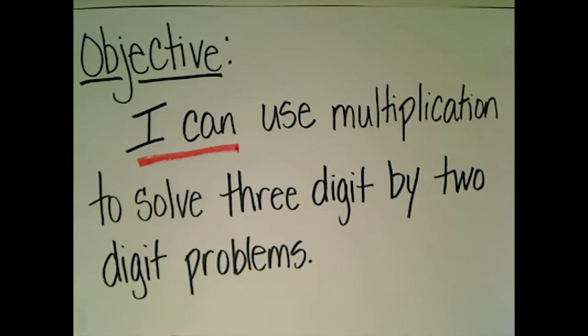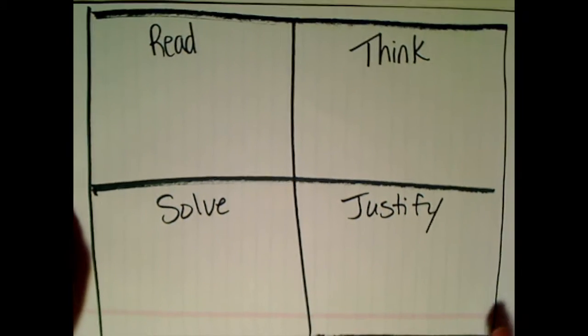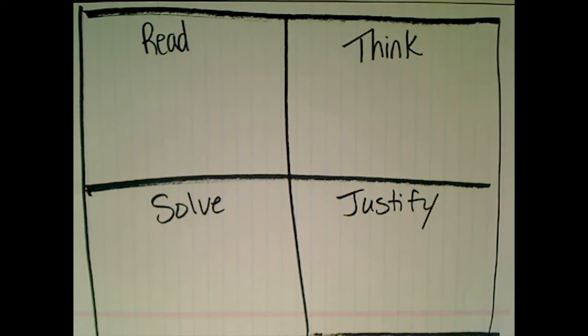Hey guys, welcome back. You are now in the word problem section of going over TEKS 5.3B. And remember, our goal is to be able to say that I can use multiplication to solve 3-digit by 2-digit problems. Get your problem solving board ready. Remember, read, think, solve, and justify. And in the read section is, what is the problem asking me to do?